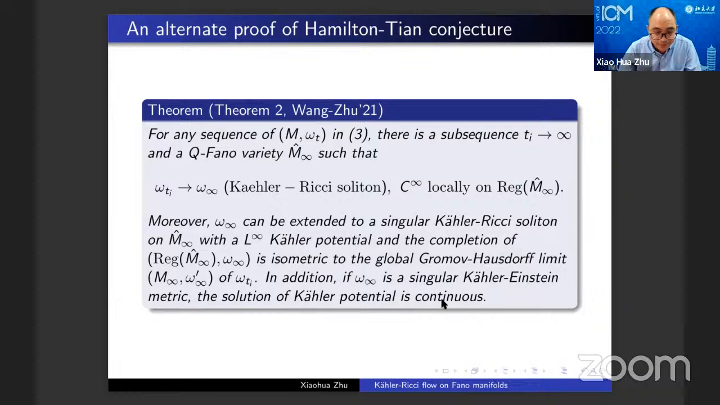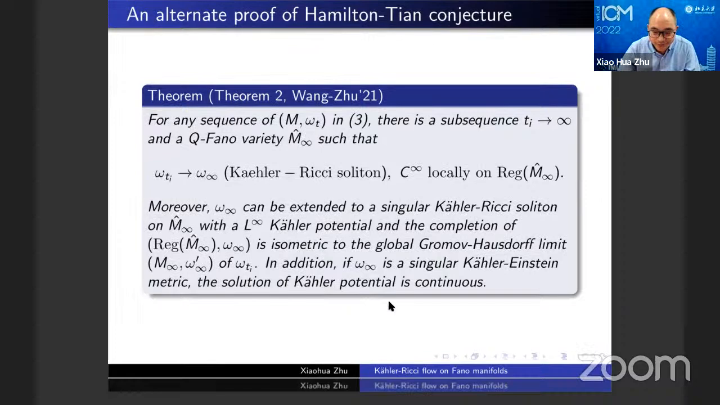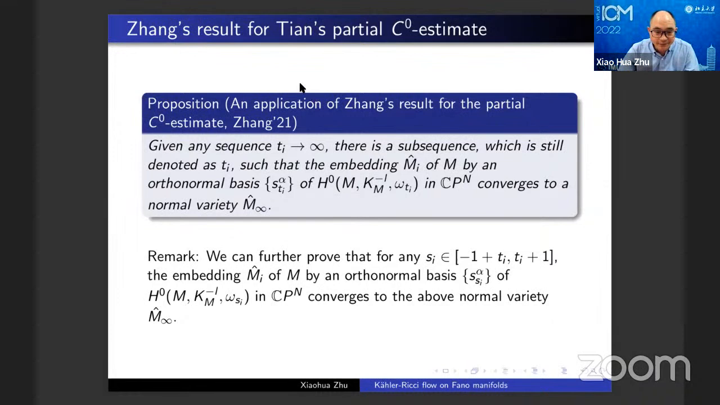But in general, we cannot prove the potential is continuous. But in the Einstein case, we can prove the Kähler potential actually is continuous. Our proof shall use a result by Zhang for the partial C^0 estimate. Zhang was my former student.